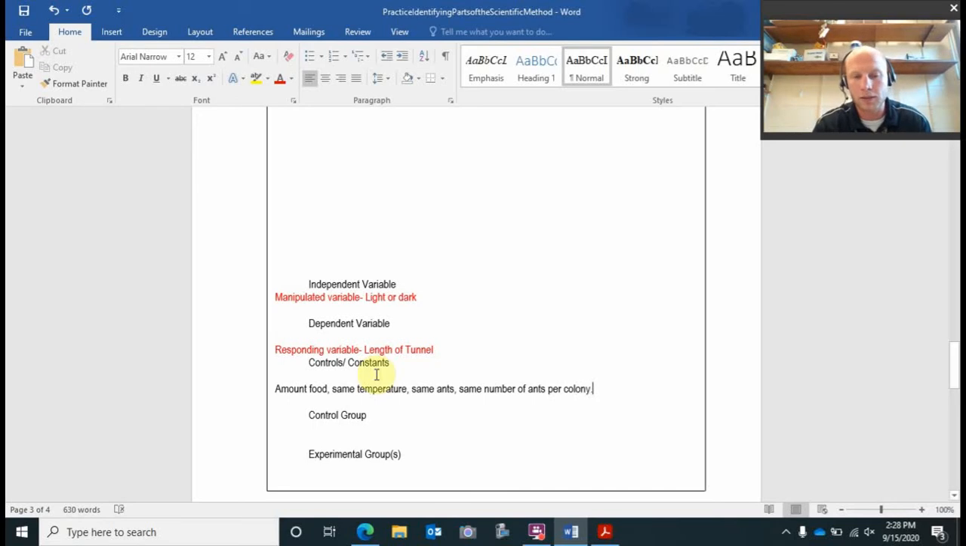Right? These need to be constant, because if we give one group more or less food, that could definitely affect their work. Right? They need food to eat. Sometimes they may overeat, or if you starve them or something like that. Same temperature. If they're too cold or too hot, that could definitely throw off the results. Same ants. If you get a different ant colony that definitely digs more than the other, or the same number of ants per colony. Obviously, if I get 50 ants in this colony and 100 ants in the other colony, the 100 ant colony is probably going to dig more.